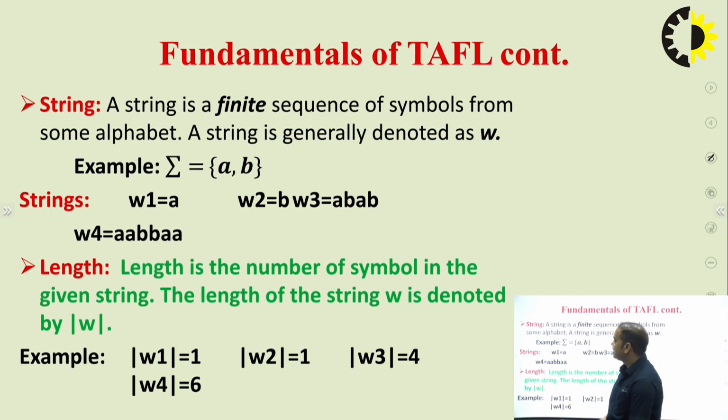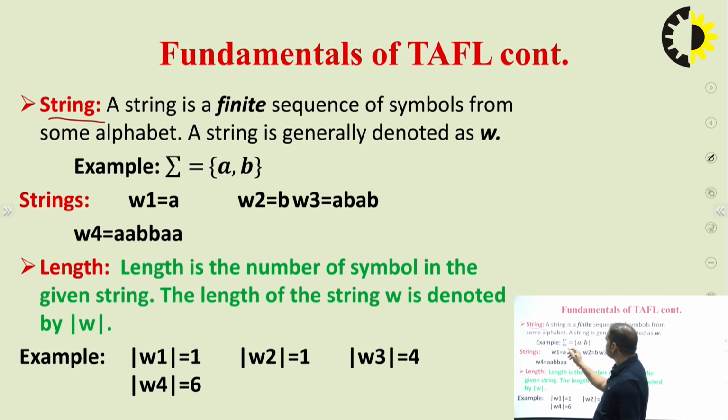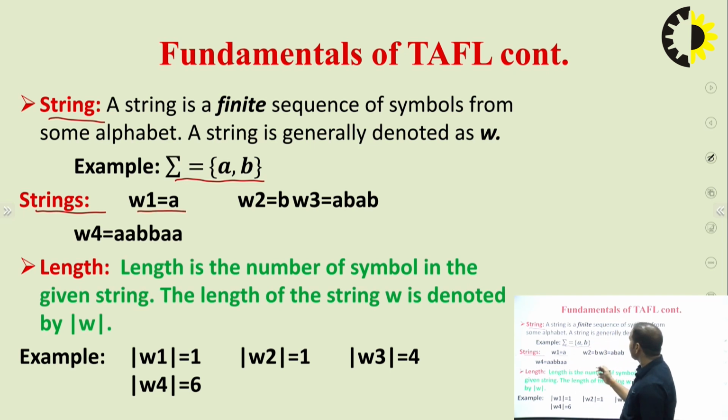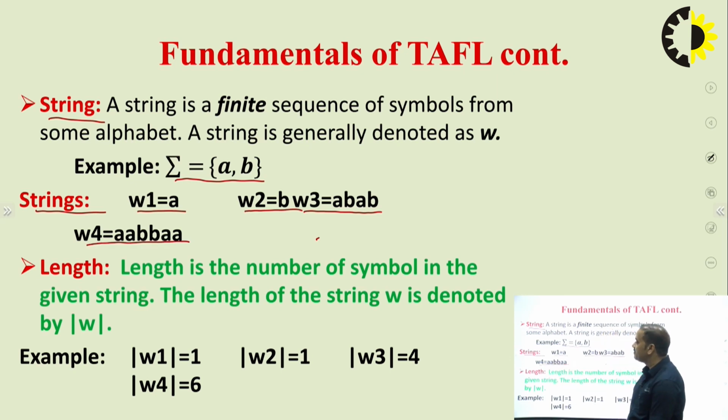Now, the next one is string. A string is a finite sequence of symbols from some alphabet, and a string is generally denoted as w. That means a string is a finite sequence of input symbols. If we are given sigma equal to {a, b}, then we can construct a string w1 equal to a, also a string w2 equal to b, a string w3 equal to ab, or a string w4 equal to aabb.